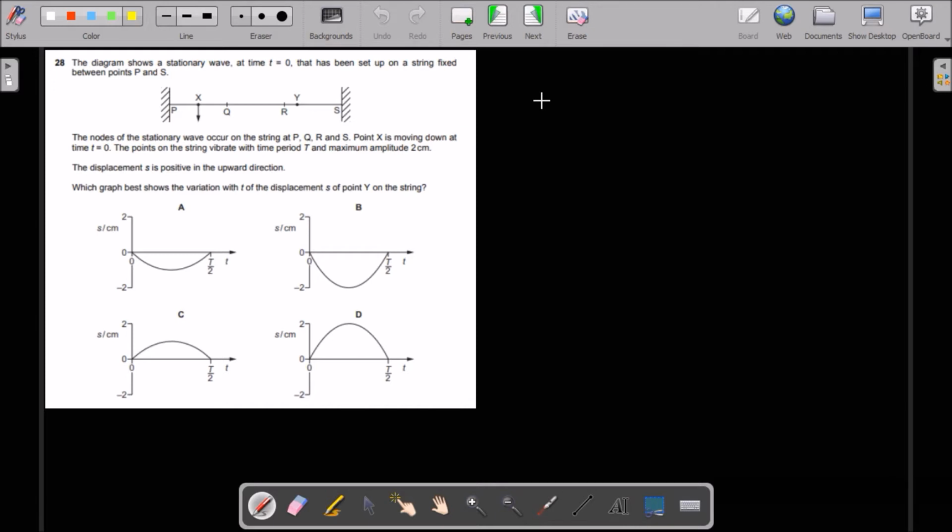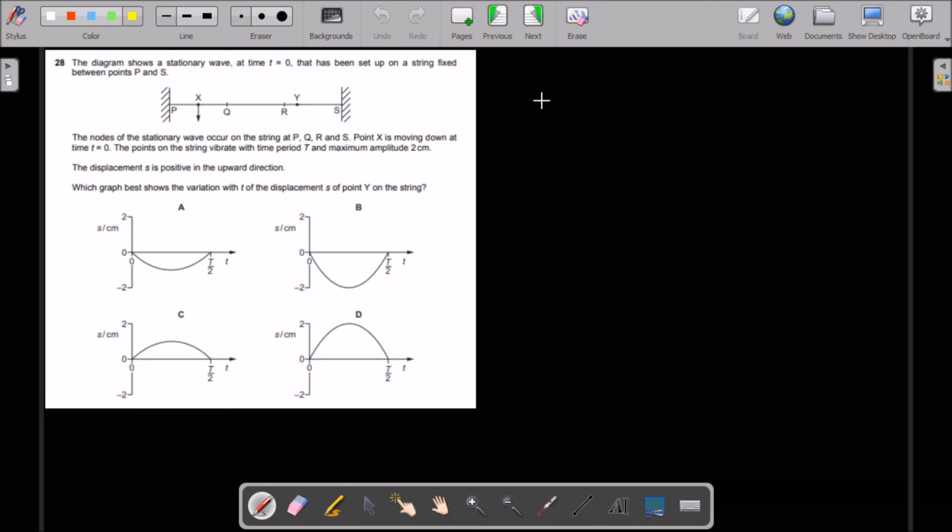Question 28. The diagram shows a stationary wave at time t equals 0 that has been set up on a string fixed between points P and S. The nodes of the stationary wave occur on the string at P, Q, R, and S. Point X is moving down at time t equals 0. The points on the string vibrate with the time period T, and maximum amplitude is 2 centimeter. The displacement is positive in the upward direction. Which graph best shows the variation with t of the displacement s of point Y on the string?